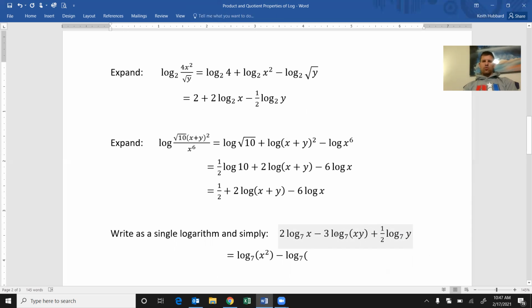Okay, so first off, we're going to take the powers in front and we're going to pull them out. So I'm going to write what would happen if I took xy to the third. Well, that's really x to the third, y to the third. You can write it as (xy) to the third, but the point is the entire thing's raised to the third. Then plus log base 7 of y to the, and you can write to the 1/2, you can write to the 0.5. I think I'll just do 0.5.